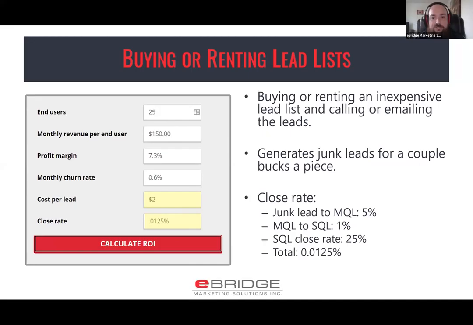But this is generally not really done too much anymore because for B2B marketing, you want to take a quality over quantity approach, and this is the opposite direction. So with this sort of tactic, you're generating essentially junk leads for a couple bucks a pop. So for the cost per lead, we have $2 there. And then for the close rate, based off some assumptions, I think about 1/100% would be a reasonable close rate for these sorts of leads. So just terrible. And let's see how it works out.